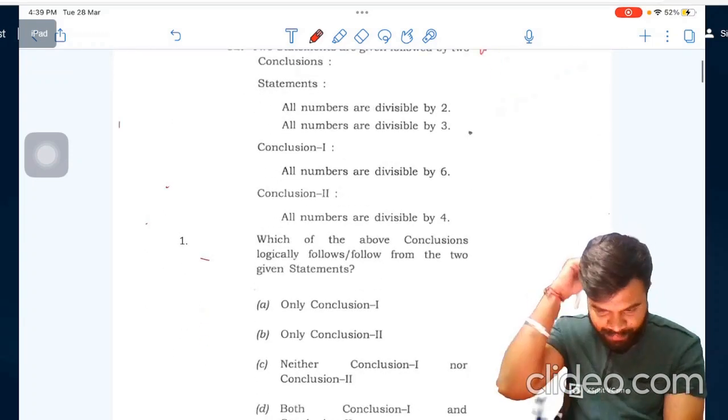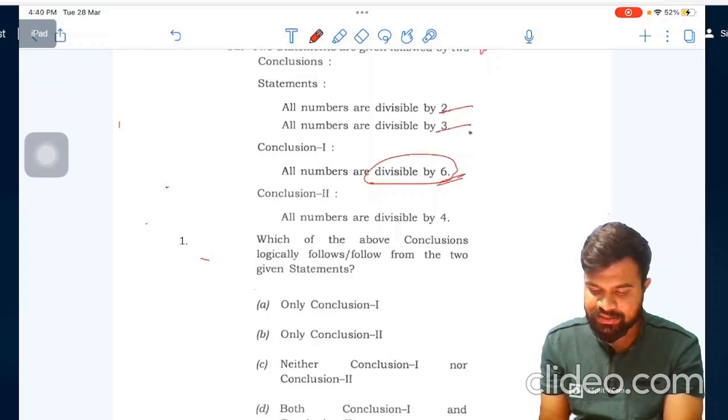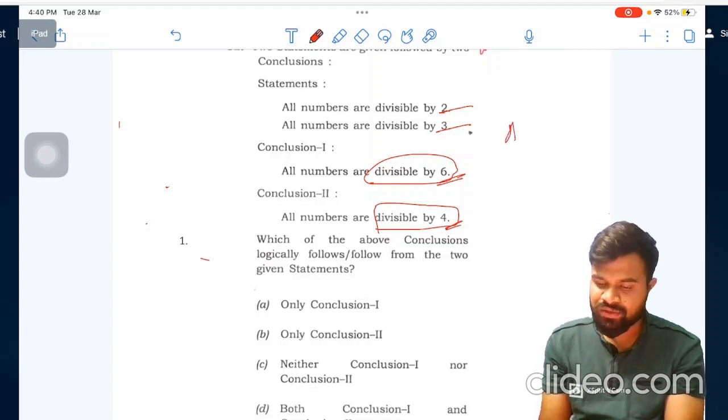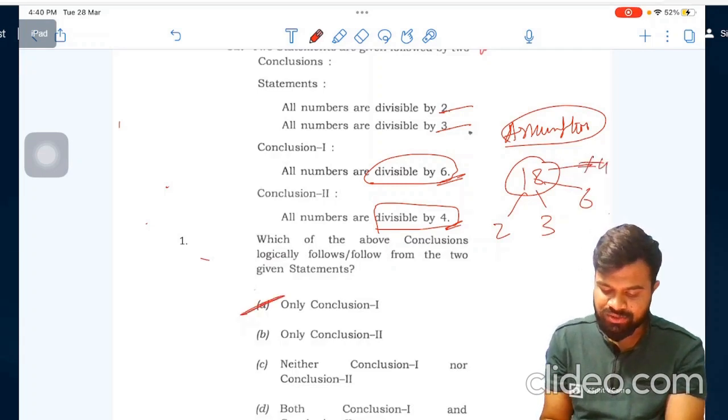Okay. So this question I already discussed, and it's a simple question. If a number is divisible by 2 and 3, it is divisible by 6. If it is, we cannot be sure about 4. We have already learned the art of assumption. So what is the art of assumption? Let us assume a number 18: divisible by 2, yes, divisible by 3, yes, divisible by 6, yes, but divisible by 4, no. So only one conclusion is true.